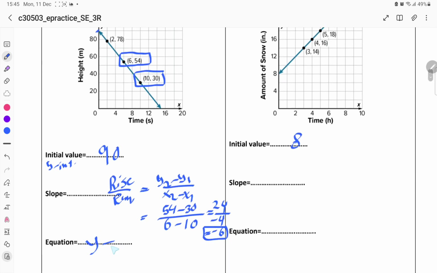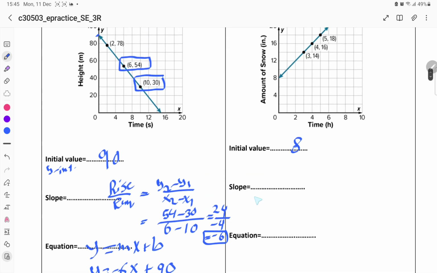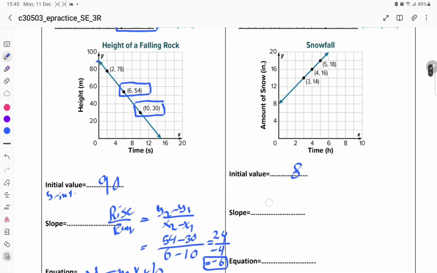What is the equation? y equals mx plus b. I have just got m, which is negative 6, so y equals negative 6x plus b. b is 90. Let's do the same thing here again. Pause the video and try.